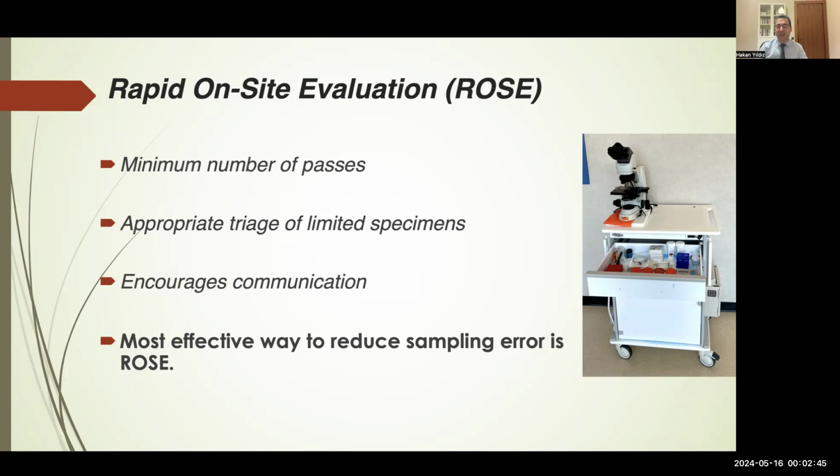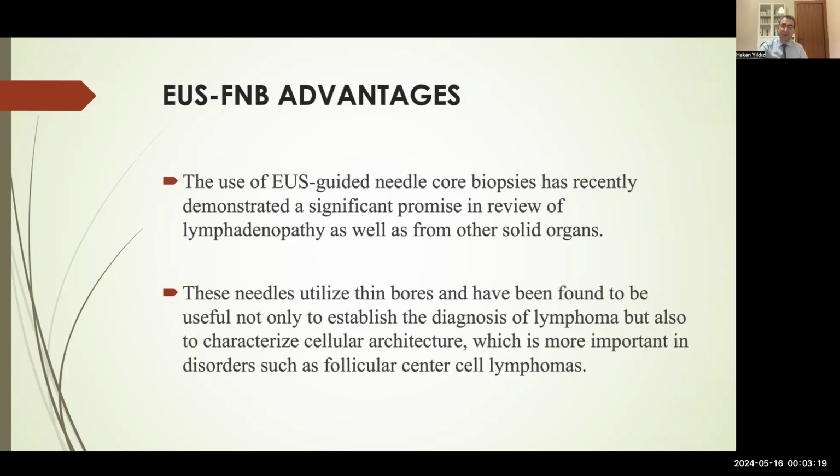After this, the lesion is described and the modality is chosen. Encouraging communication is very important. Sometimes we take a biopsy of the lesion, but the lesion is necrotic. So the histopathologist tells us there is necrosis, and we change our target. The most effective way to reduce sampling error is ROSE.